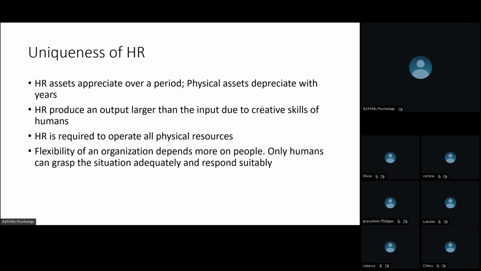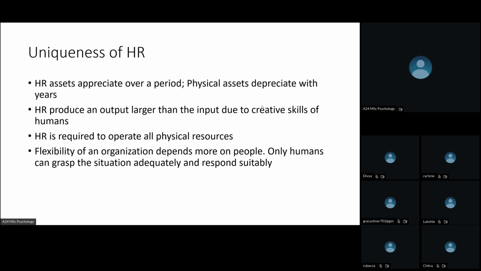But in terms of physical assets, let's take CNC machines in a factory. They only depreciate with years. For whatever reasons we bought it, that is the only output it will give. It will not upskill itself. That is physical assets. So that is the main difference that they're saying, and it is the uniqueness of HR. So human resources appreciate over a period of time.